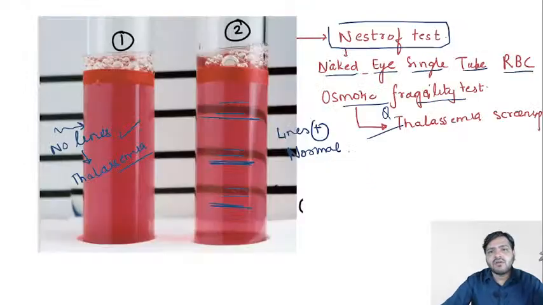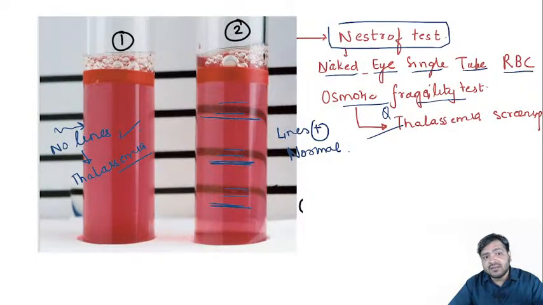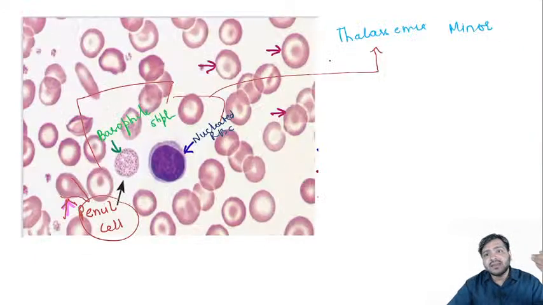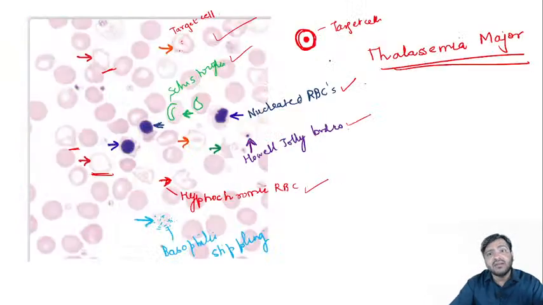Nestrov test we have already discussed. It is for thalassemia screening, where if the lines are present, the person is normal. Where the lines are not present, we can say thalassemia, but we need further diagnosis to confirm whether the patient is suffering from thalassemia or not. Apart from that, I have already talked about thalassemia minor, where you see three things. Basophilic stippling, nucleated RBCs, and the pencil cell also. Pencil cell, basophilic stippling plus nucleated RBCs, again a feature of thalassemia minor.